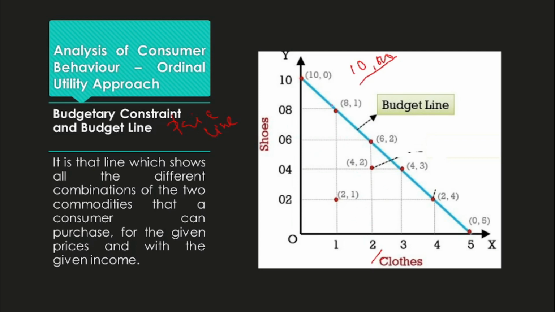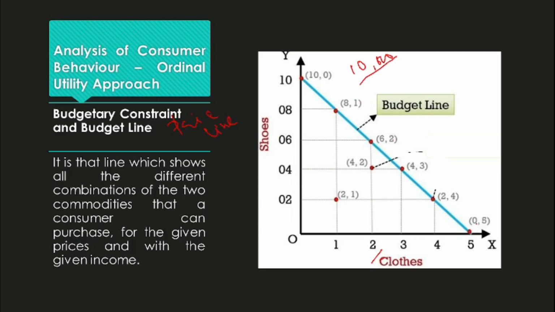So another combination is here, 8 and 1, in which you can purchase eight pairs of shoes, and that will cost you 8,000 rupees, and now you will be left with rupees 2,000. So the price of clothes, suppose, let's say, is rupees 2,000 per clothing item. So you can purchase 8 units of shoes and 1 unit of clothes. So this is another combination. Similarly, we have combinations such as 6 and 2, 4 and 3, 2 and 4, and 0 and 5.